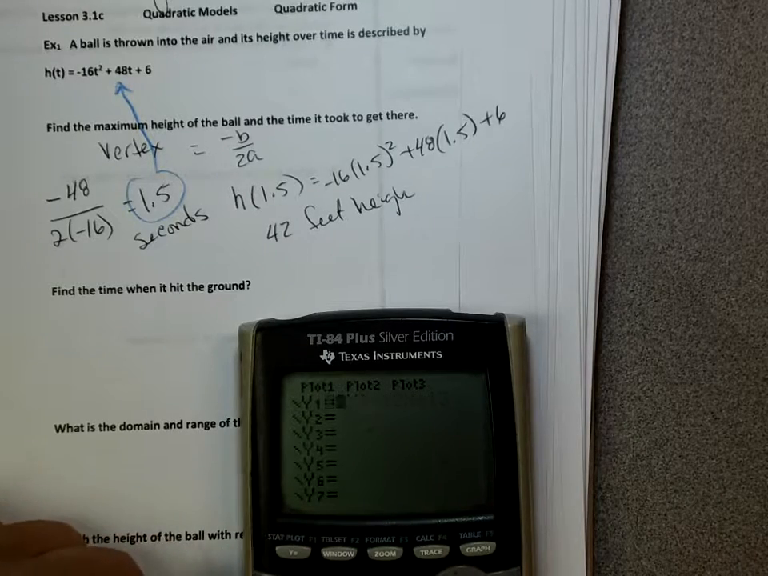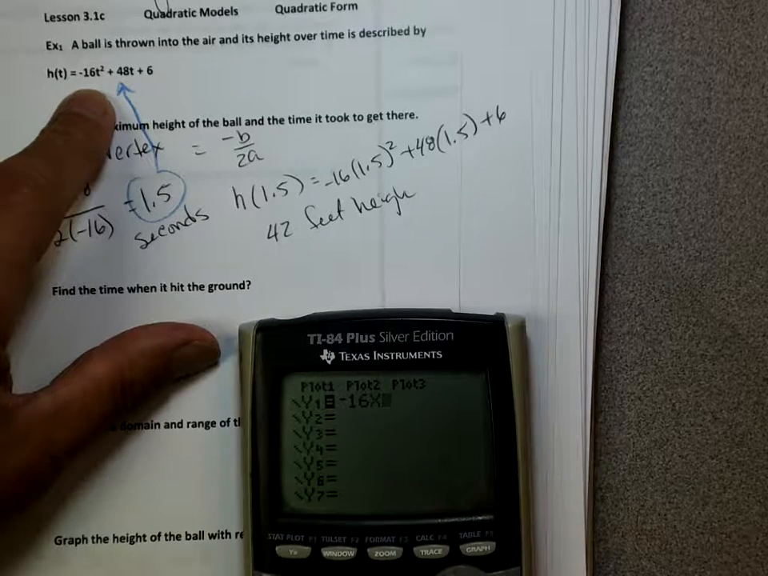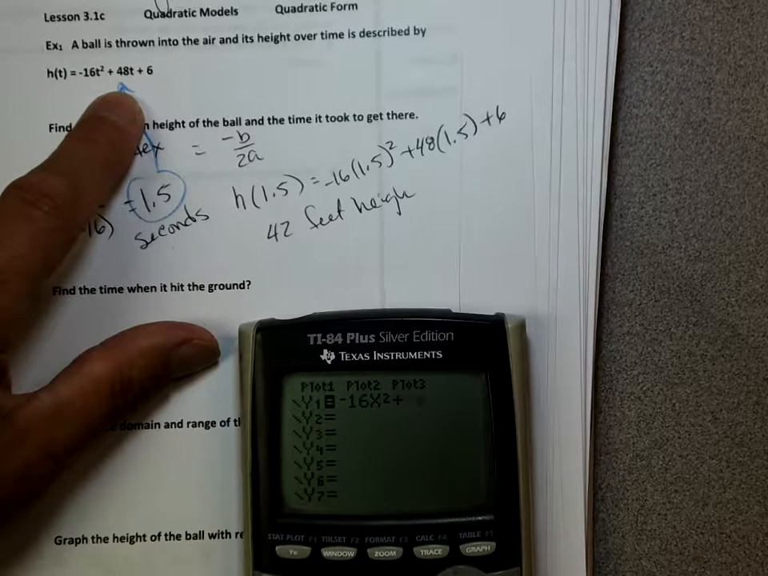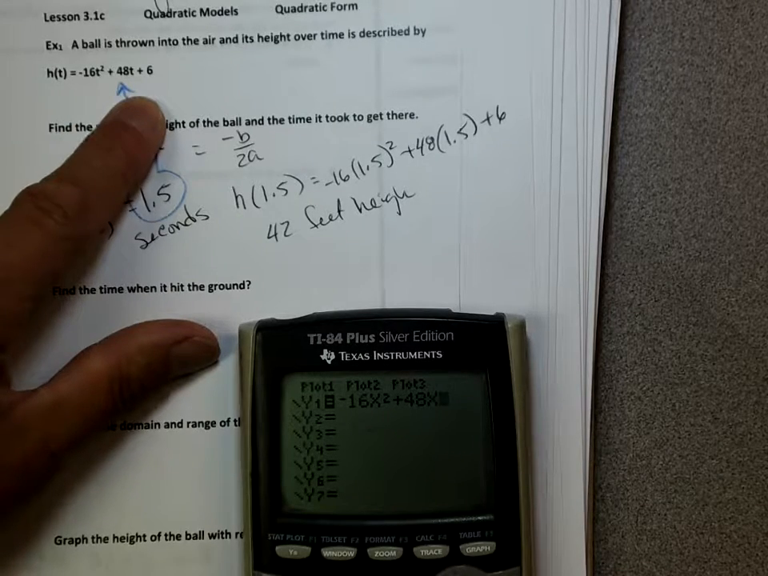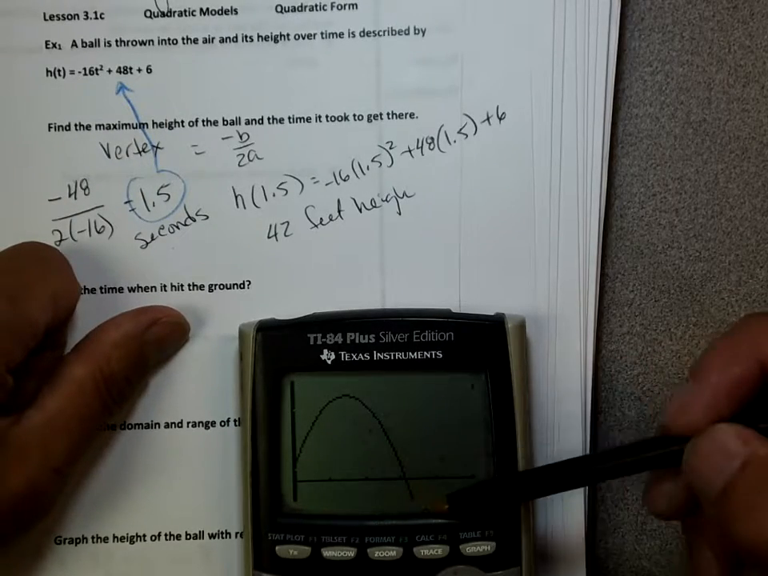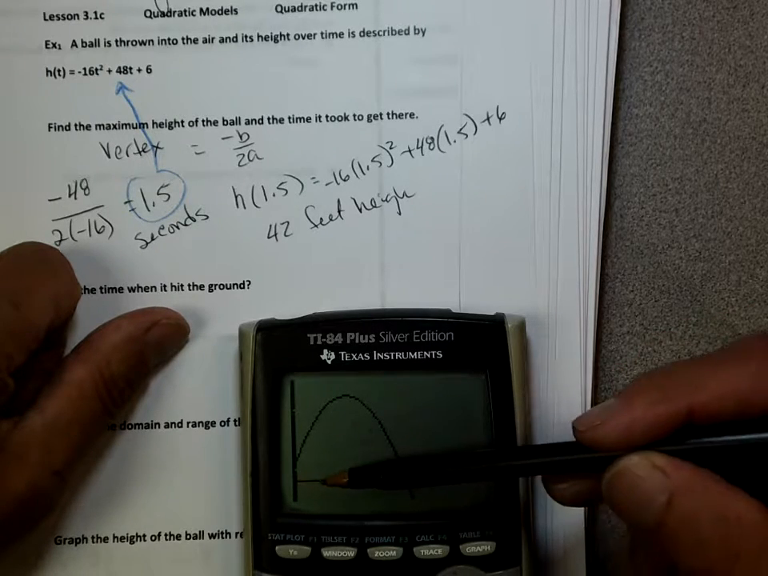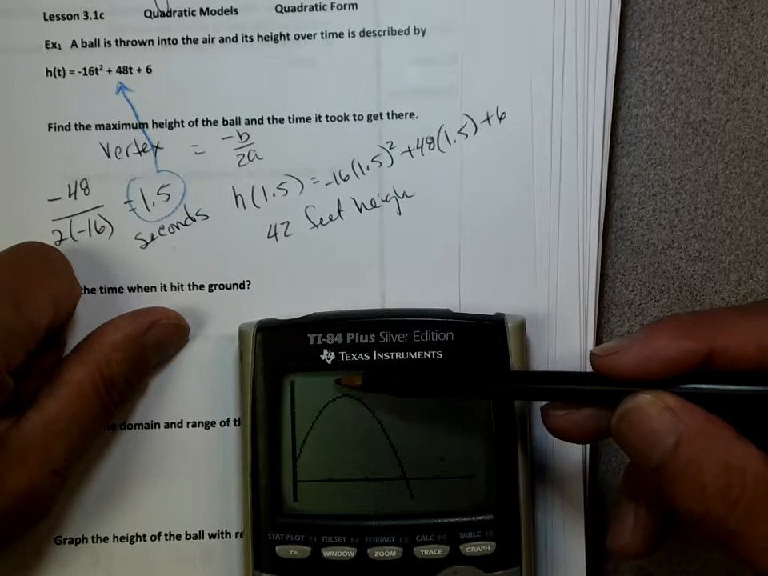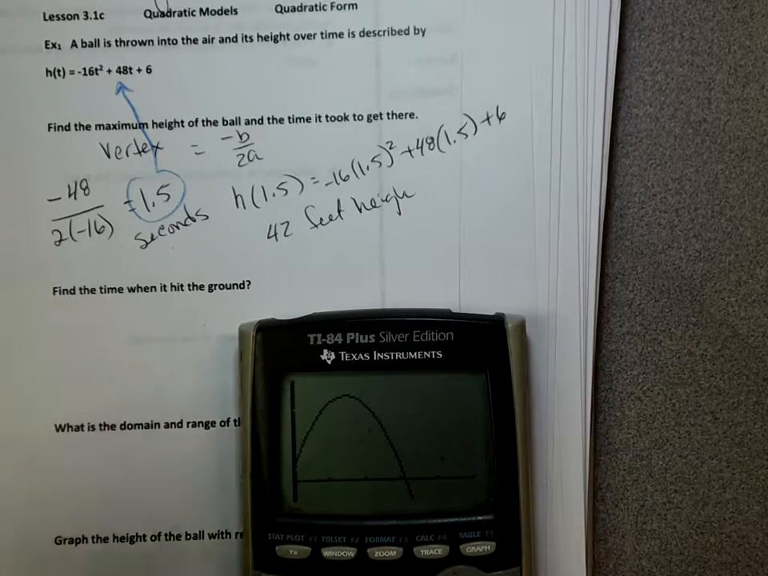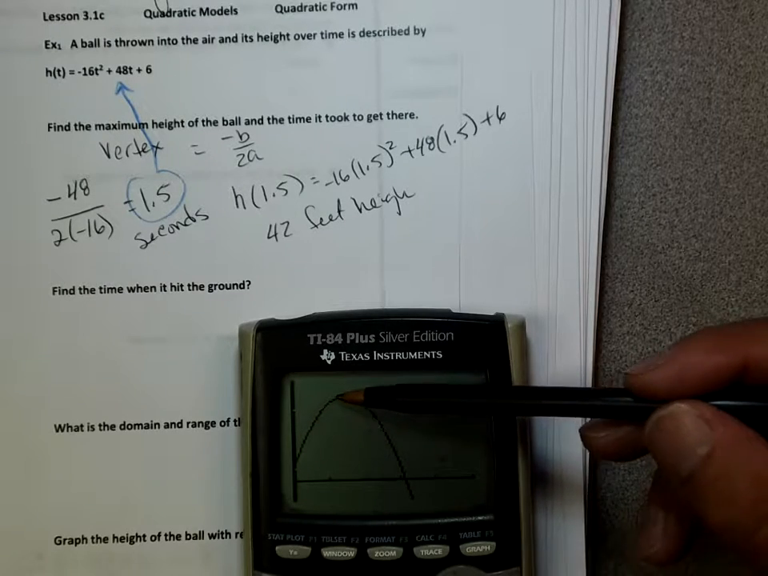Then y equals, clear that, and let's put in our equation. Negative 16x squared, x represents t, plus 48x, plus 6. Let's graph it. There it goes up. Now this is not the path of the ball. This is time. The ball goes straight up, but this is the time that elapses as the ball goes up and comes back down. So again, that's not the path of the ball. The ball goes straight up, comes straight down, but this is the height of the ball over time.